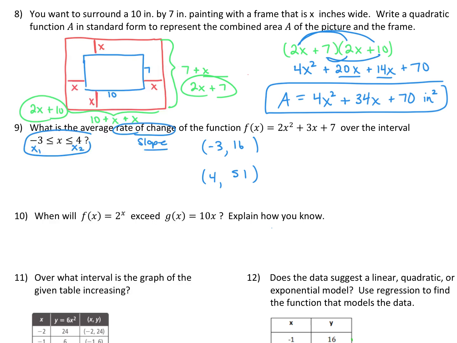So now we're going to find the slope, or the rate of change, for those 2 points. We've got y2 minus y1, so 51 minus 16, over 4 minus -3. 51 minus 16 gets us 35. And then 4 minus -3 turns into 4 plus 3. When we subtract negatives, they go positive, and we're going to get 7. And then 35 divided by 7 is 5. So the average rate of change over that interval is 5.